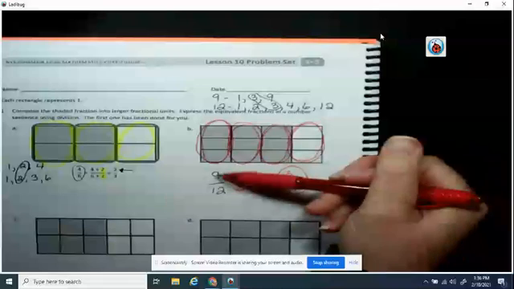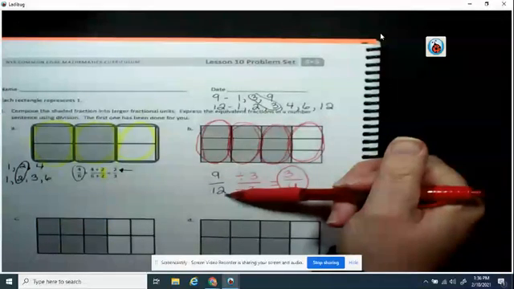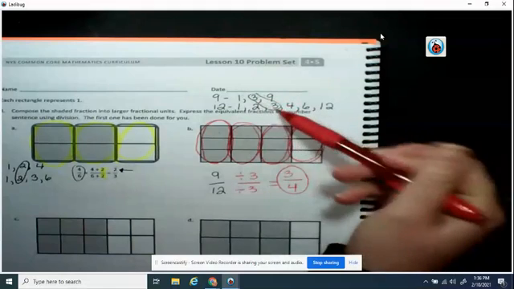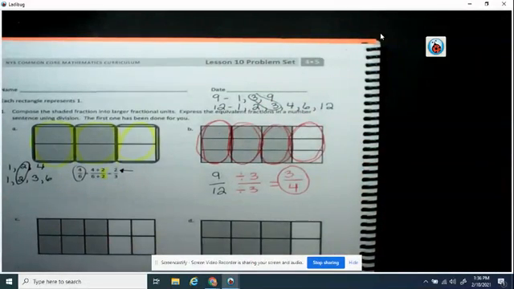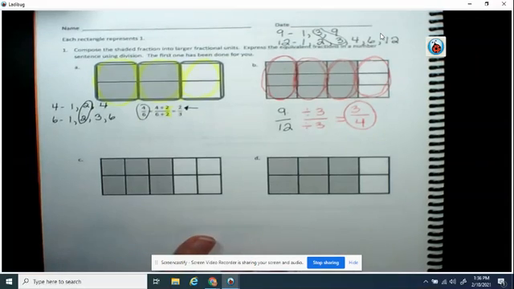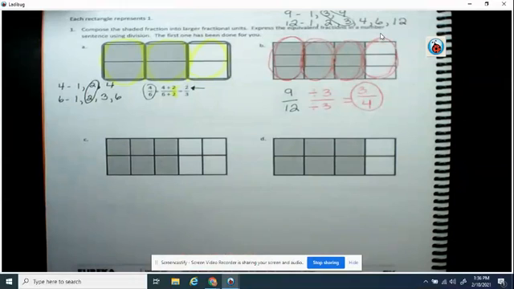But the other strategy is to think, what's the biggest number I can divide 9 by that I can also divide 12 by? What is the biggest common factor? And that biggest common factor for 9 and 12 is 3. And that's going to get it to my simplest form if I look for my largest common factor.